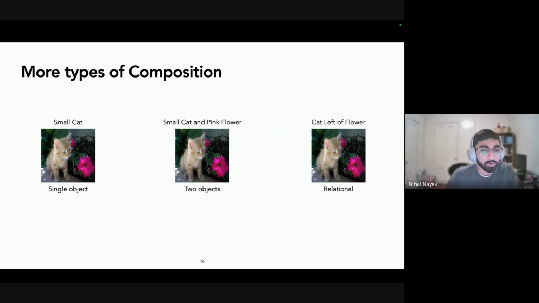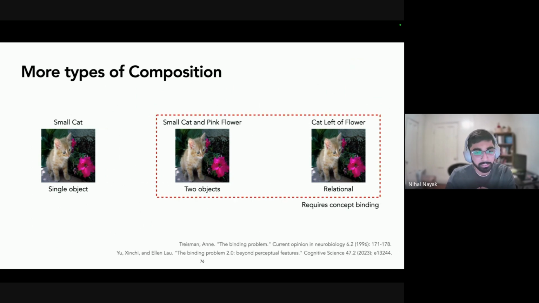Right. Now we are going to study two object compositions and relational compositions. The two object compositions could be something like small cat and pink flower, and the relational compositions can be something like cat left a flower. Among these three types of compositions, the two object and the relational settings require concept binding. It means that we want the model to encode multiple objects and correctly attribute the features to the objects, or bind the features to the objects. For example, in the two object setting, we say small binds cat and pink binds flower.